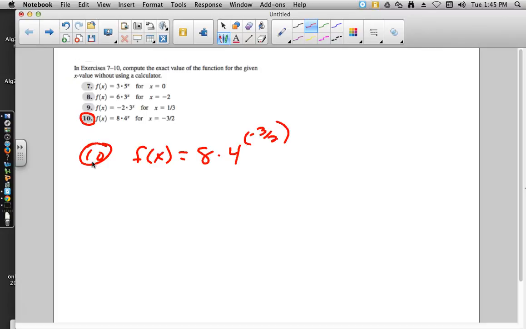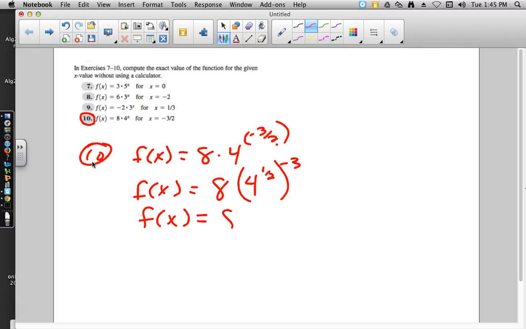Now powers, exponents, only go to the closest thing to their left, which means it's that 4 that we have to raise to that -3/2 power, but a half power is going to be a square root. So we need to think of this as 4 to the 1/2 raised to the -3 power, so that we can say, all right, this is 8 times, well, 4 to the 1/2, that's the square root of 4, to the -3 power, and that will be f of x equals 8 times 2 to the -3.